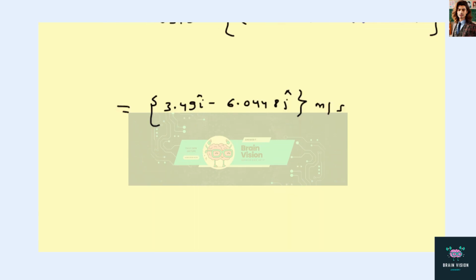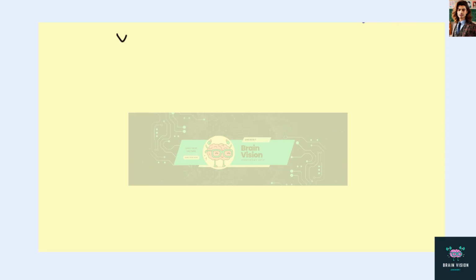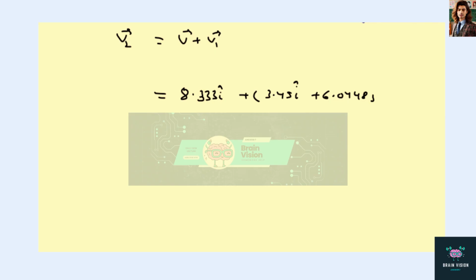Now you can write the value of V2 as, similarly, V2 is equal to V plus V1, that is equal to 8.333 i cap plus 3.49 i cap plus 6.0448 j cap, that is equal to 11.8233 i cap plus 6.0448 j cap meter per second.